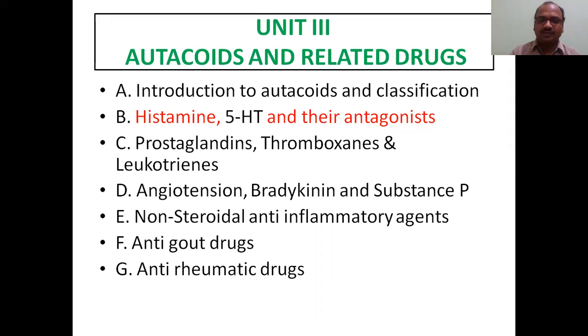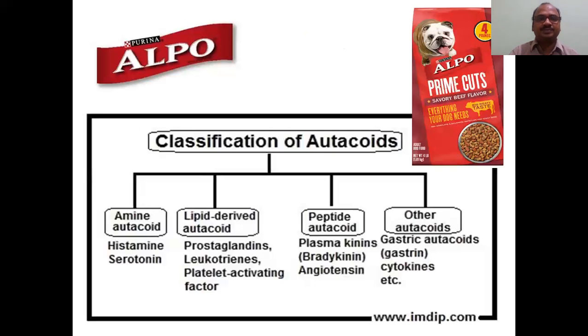Okay. Now we will see like that. You can see up to the E, G, F, G. Now, in this video, we will see the red highlighted line, histamine and their antagonists. Another video I will make on serotonin, 5-HT, and their antagonists. That we will see in the next video. In this video, we will focus only on histamine.